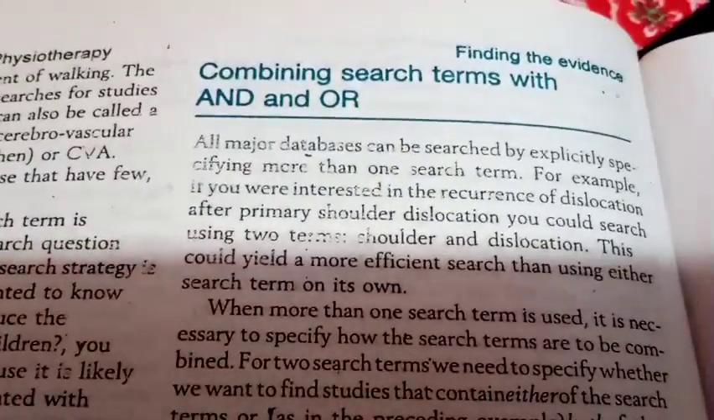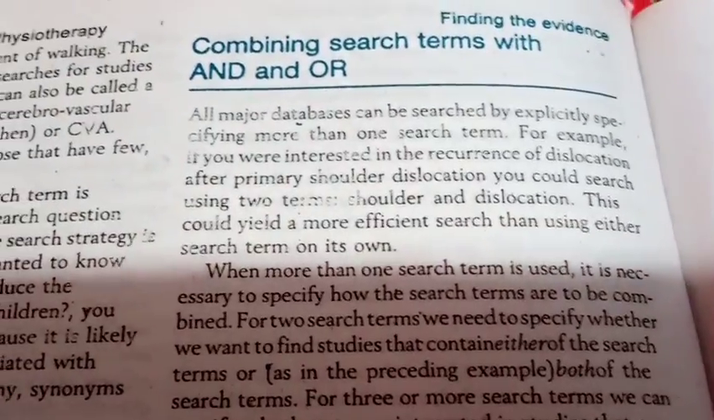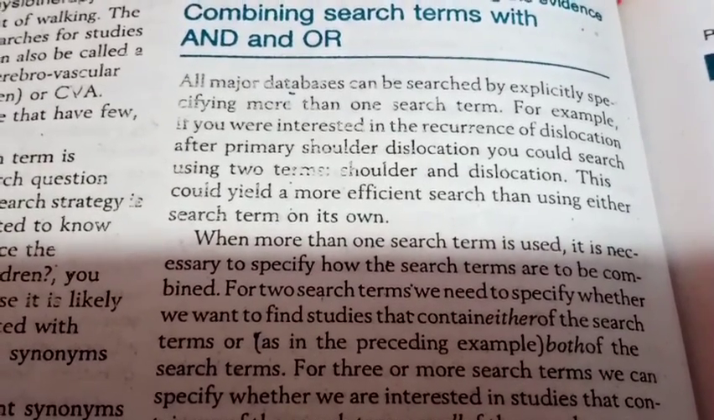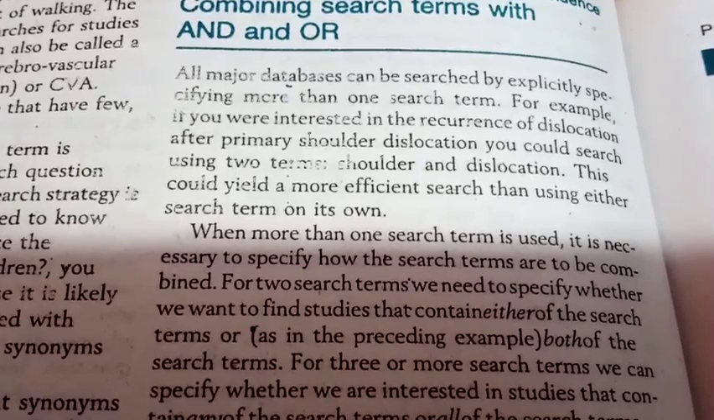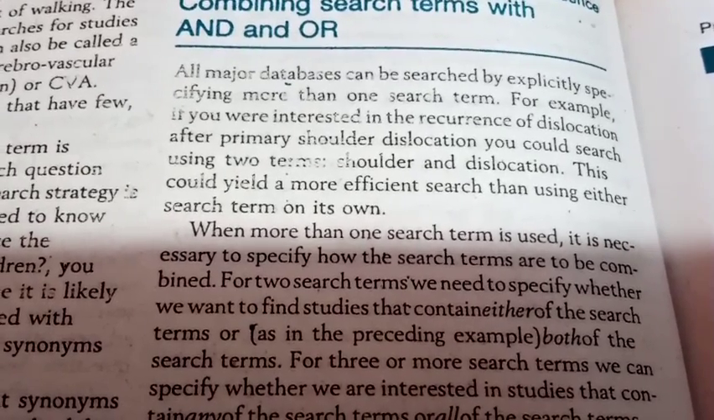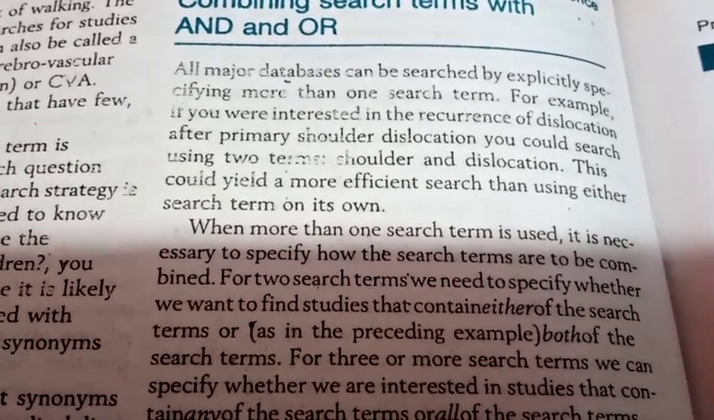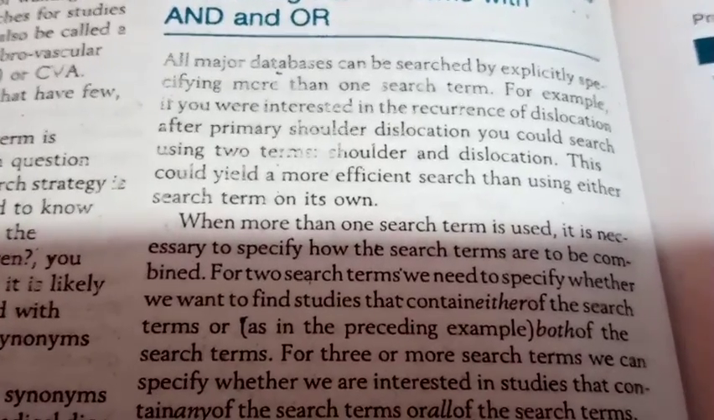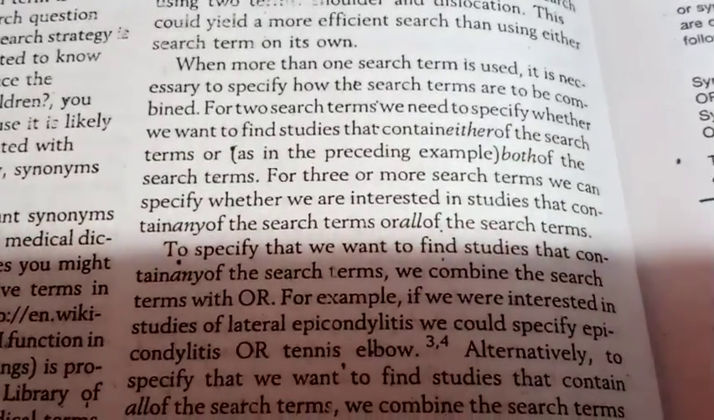Combining search terms with AND or OR: all major databases can be searched by explicitly specifying more than one search term. For example, if you are interested in the recurrence of dislocation after primary shoulder dislocation, you could search using two terms, shoulder and dislocation. This could yield a more efficient search than using either search term on its own.